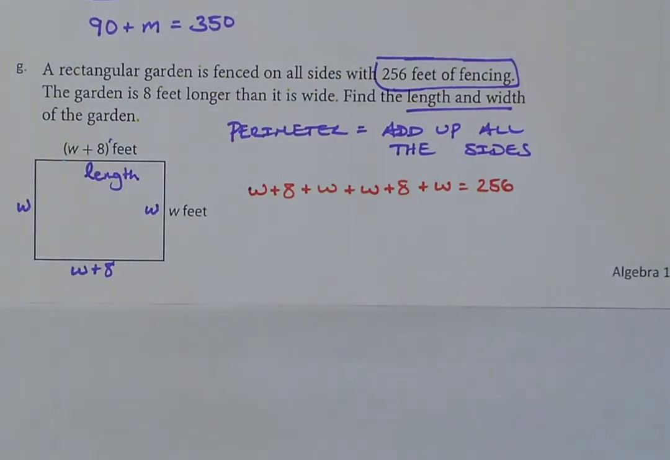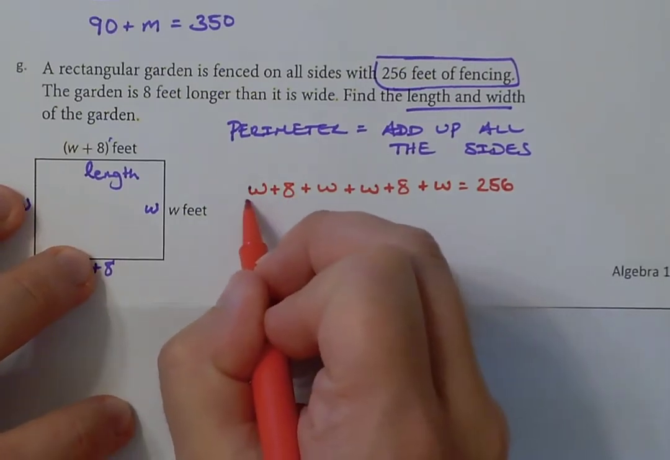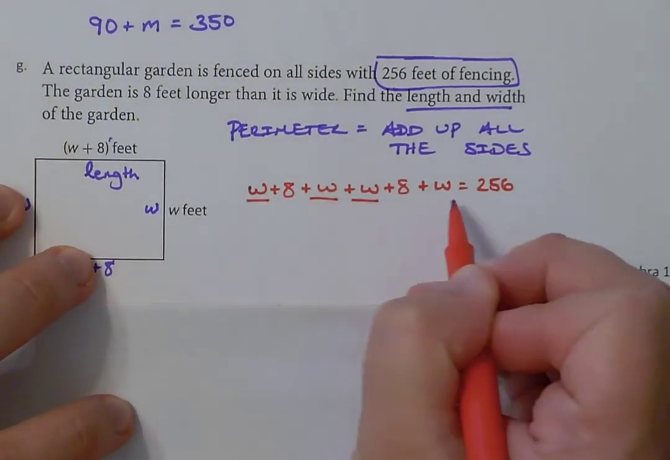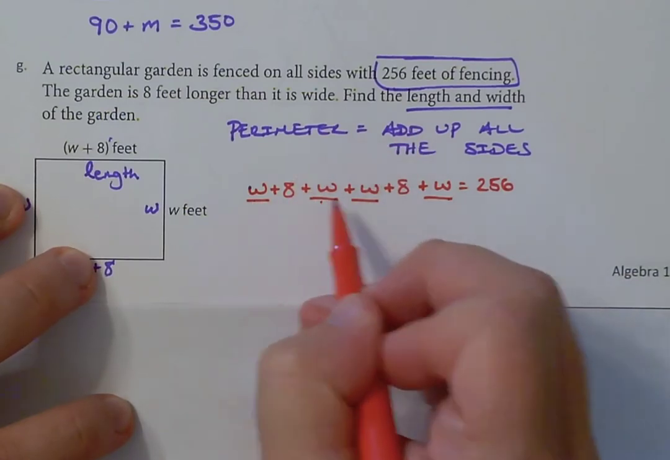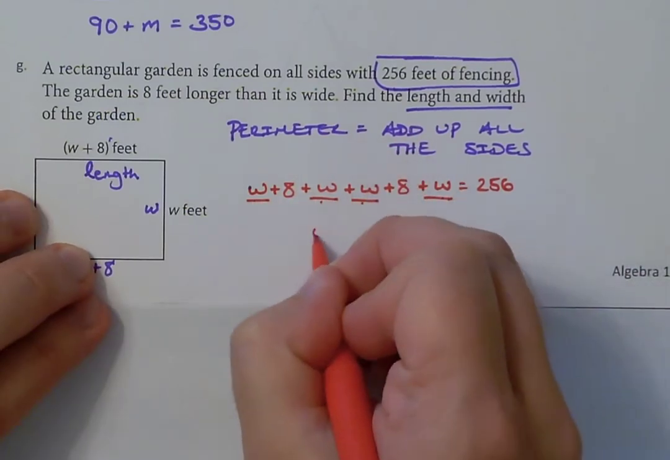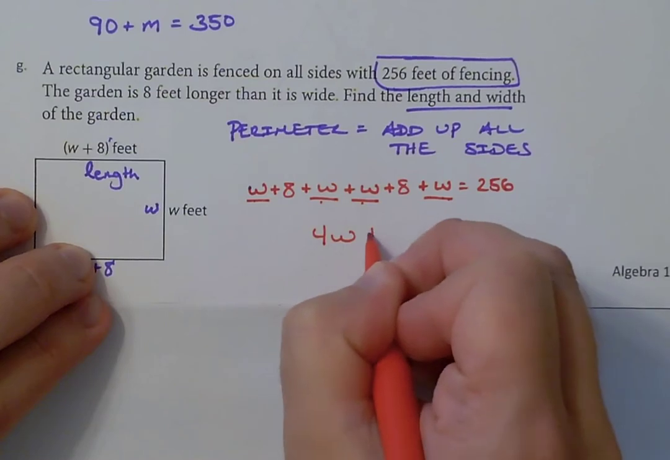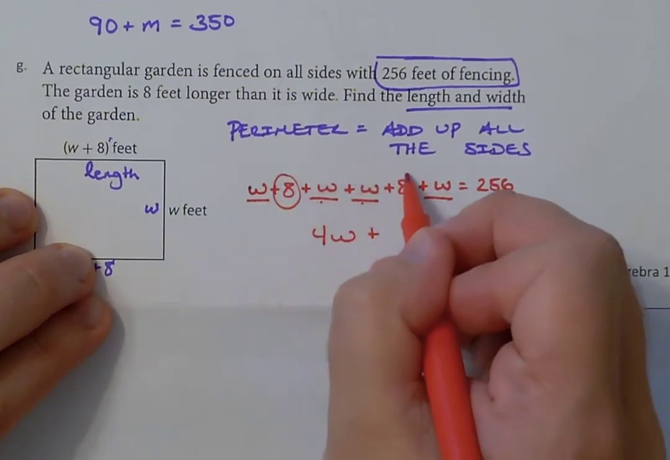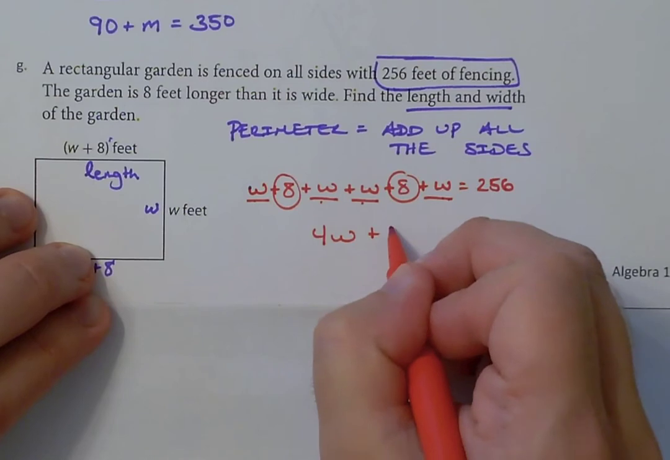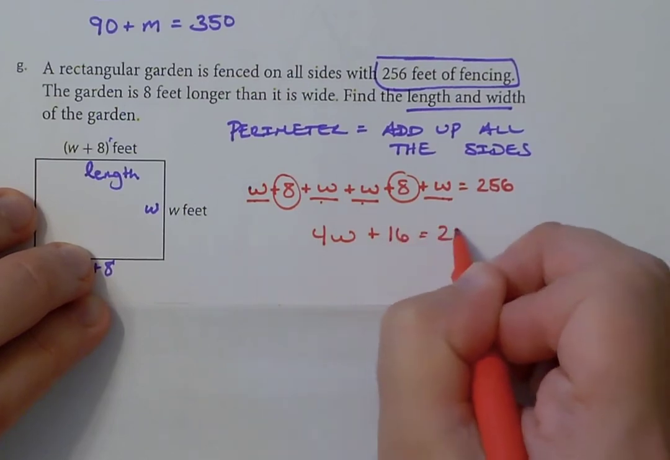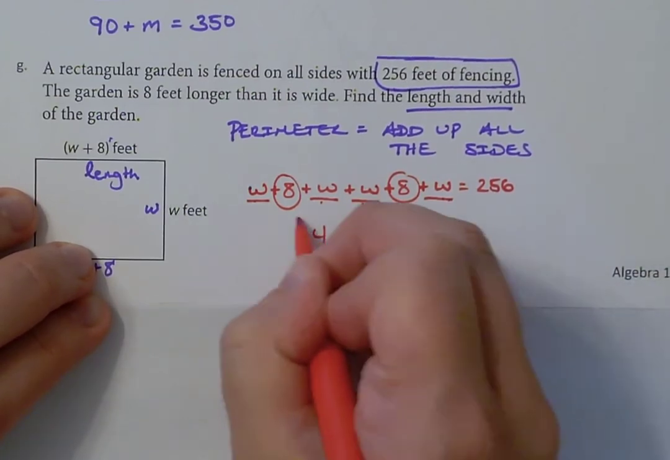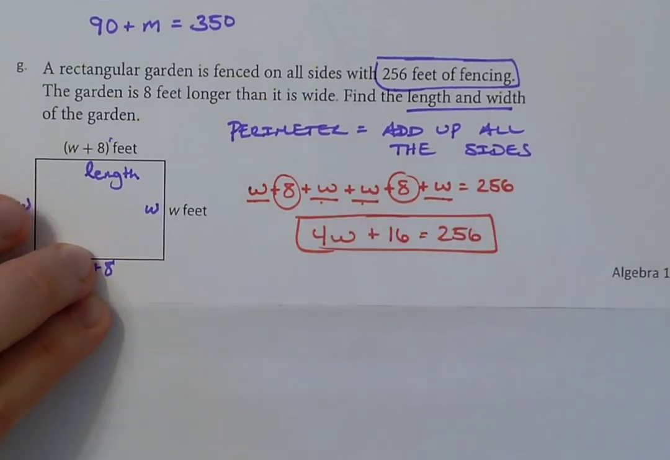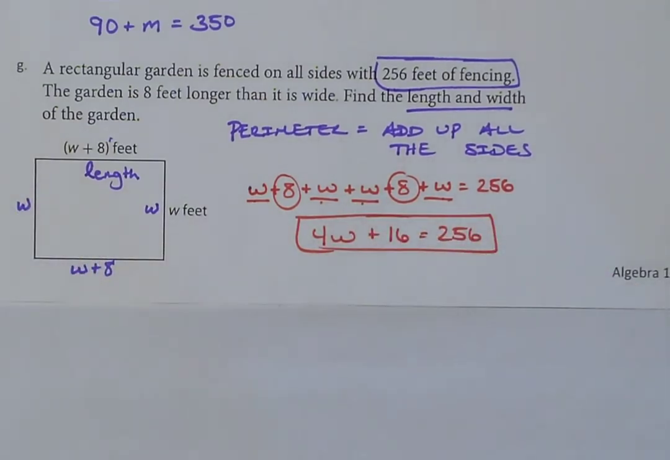Now, we can go through and solve this. We're going to simplify this first. So what we're going to do is combine like terms. So I'm going to combine all my W's. So I have 1, 2, 3, 4 W's. So it's going to be 4W plus, and then we have 8 and 8. So that gives us 16, equals 256.